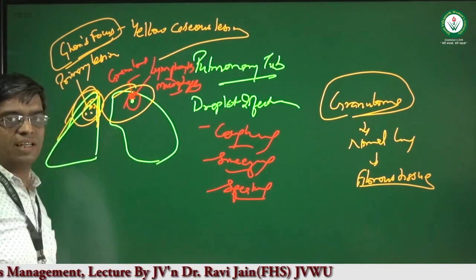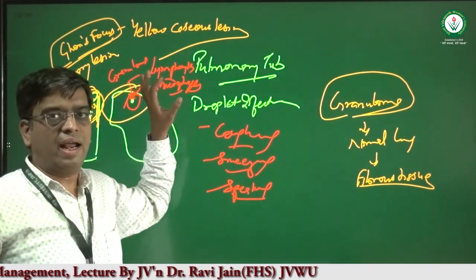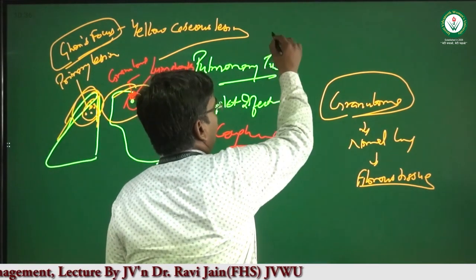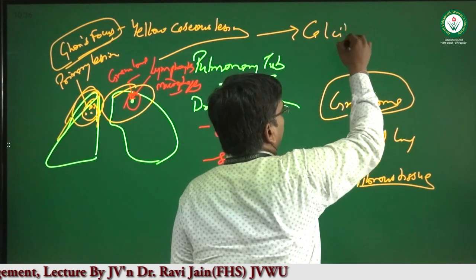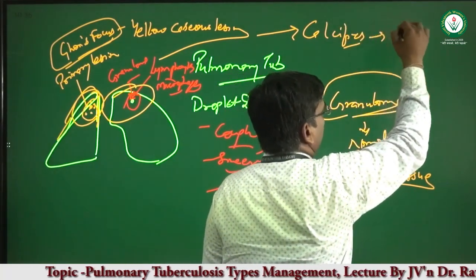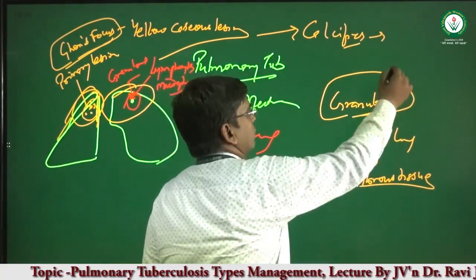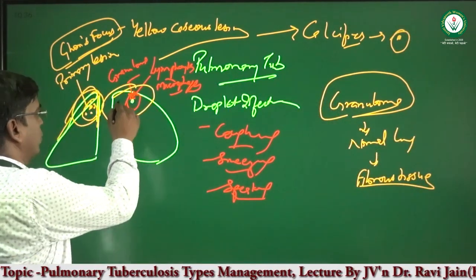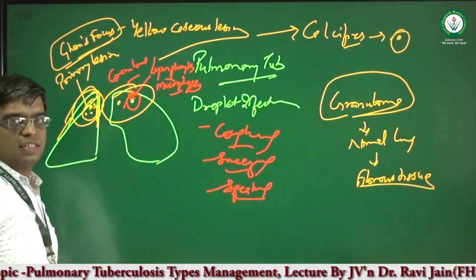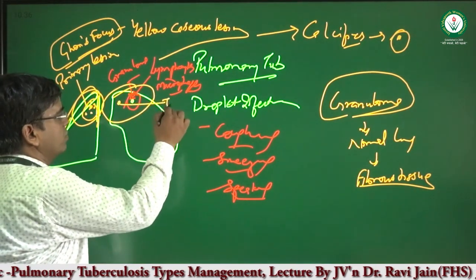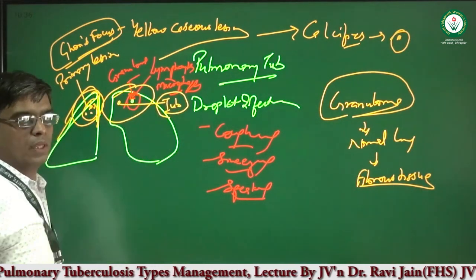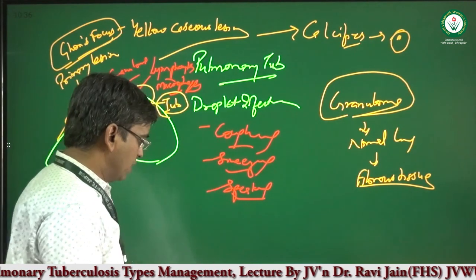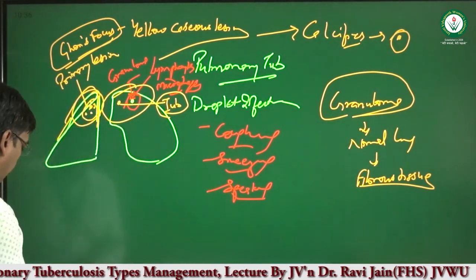It is yellow because of the presence of bacteria and pus formation. This is a yellow colored caseous lesion, which calcifies later on and leads to the formation of a calcified nodule. This calcified nodule in the apex of the lung represents the tubercular focus or the history of tuberculosis. So this is the pathophysiology, how this is formed.